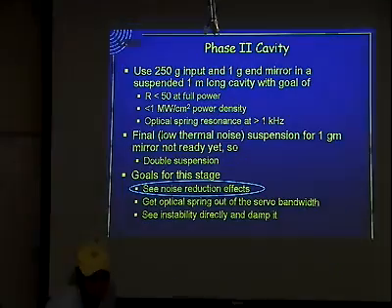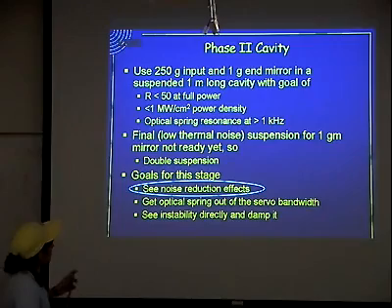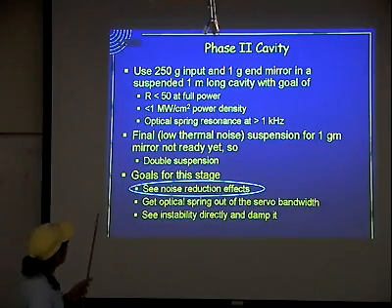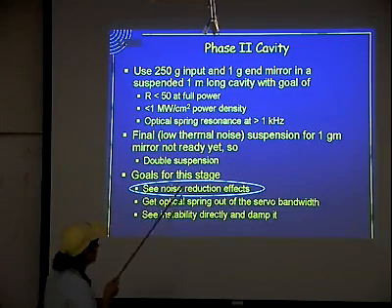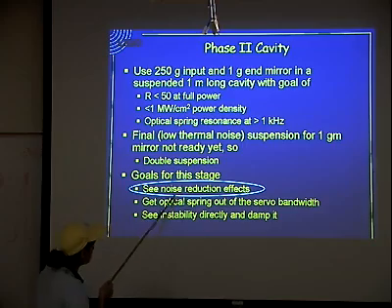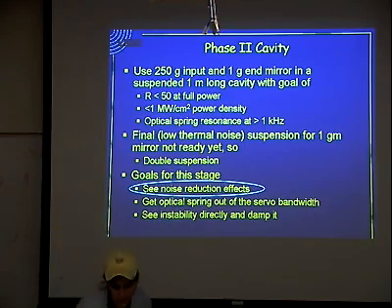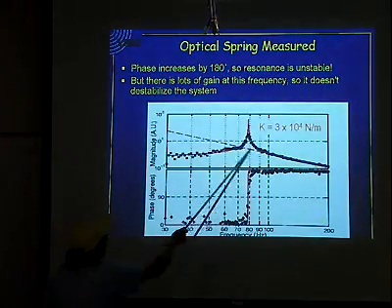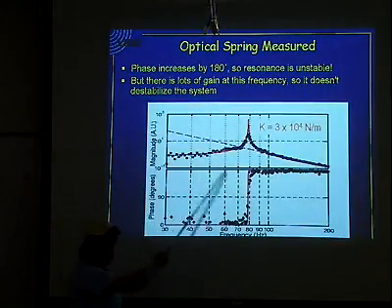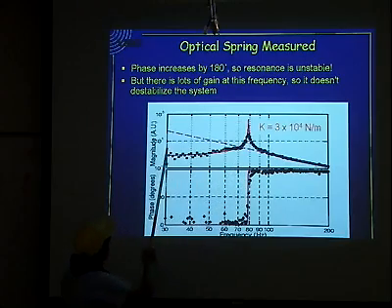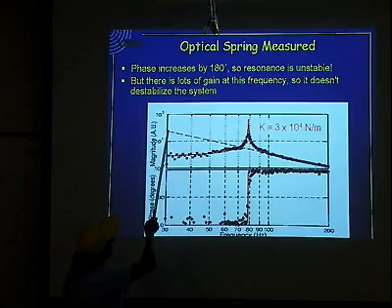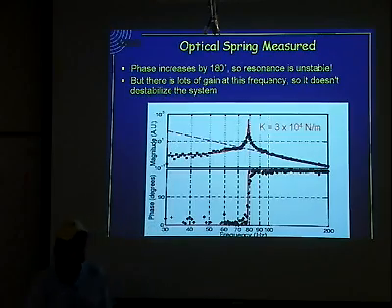Okay, so the phase 2 cavity was the next thing we did. The main goal for this stage, and this is the thing I want to concentrate on, is to see the noise reduction effects. Remember, in this case here, this dashed line is what the oscillator would look like without the optical spring. And we just didn't have enough room in here to make a compelling measurement of that.